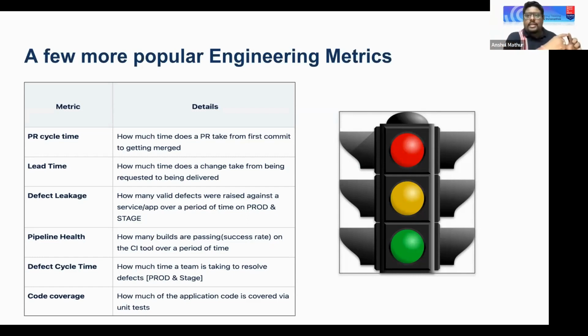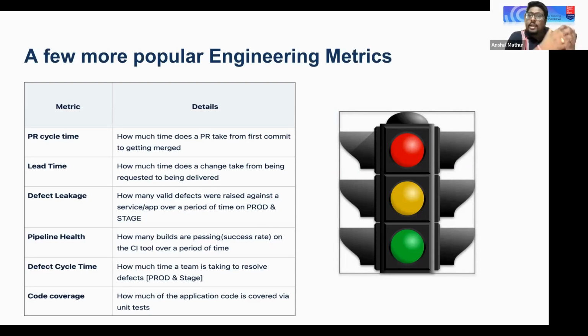Defect leakage. I think we've talked quite a lot about defects today. The number of defects which are being leaked on staging and production is a very important metric to understand the quality and the standards of code that we are maintaining, particularly when we are investing a lot in white box testing. If we have defects on staging and prod, that means there's something wrong with our unit or integration tests, which are not able to catch these issues early, right?